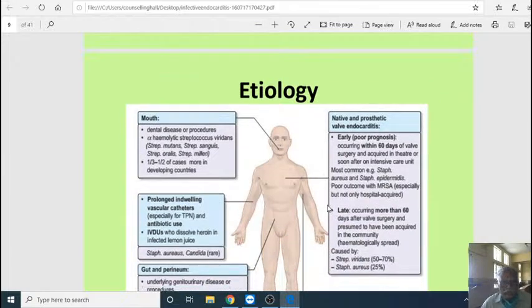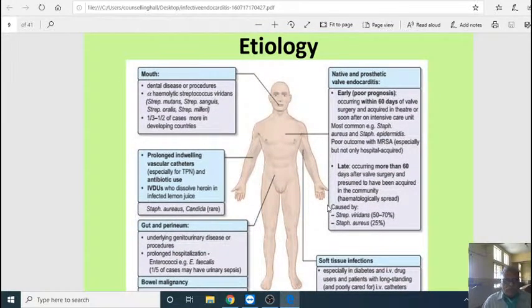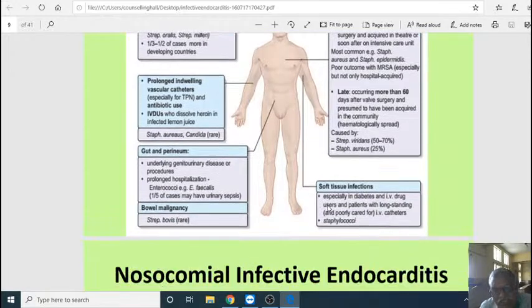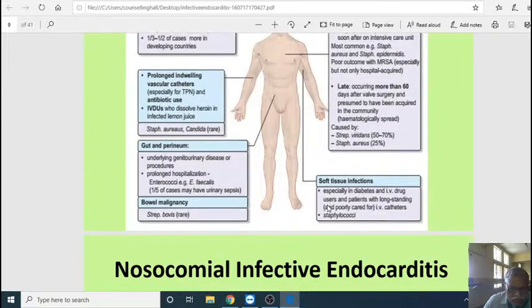The etiology: usually from the mouth, so brushing and taking care of oral hygiene is very essential. Most of the streptococci are commensals existing in the mouth. Prolonged indwelling catheters, intravenous lines and gut infection can also lead to enterococci gaining entry into the circulation, causing native and prosthetic valve endocarditis, which we have already discussed, and soft tissue infections are also present.